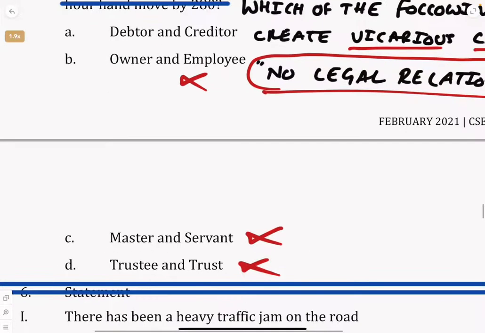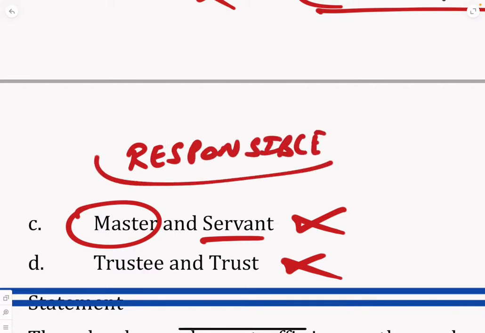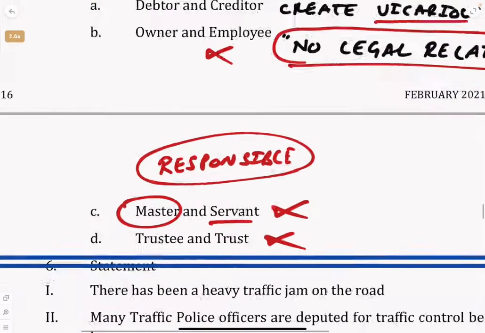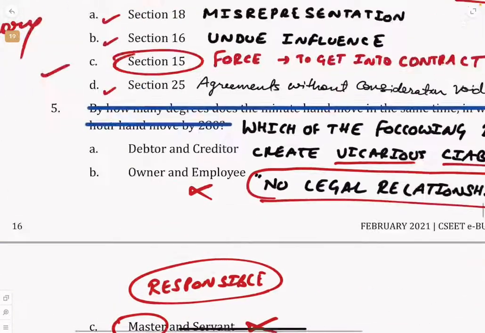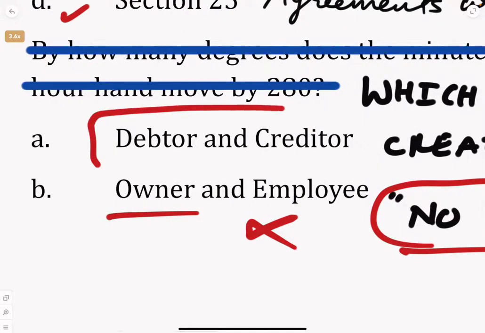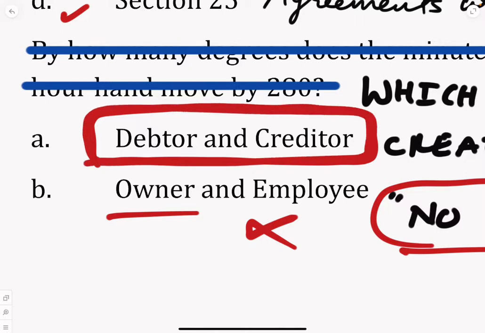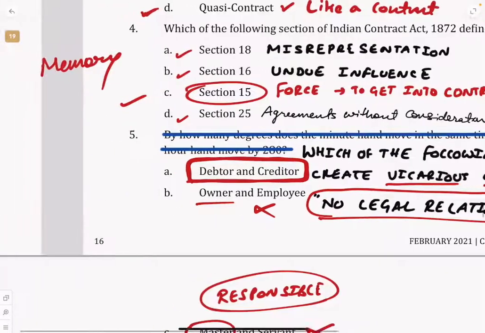That means master is responsible for the actions of the servant. Same way, trust and trustee, owner and employee. But debtor and creditor are no way related to each other. So that way, there is no vicarious liability between debtor and creditor, and that is what we need to understand. So that is the answer.